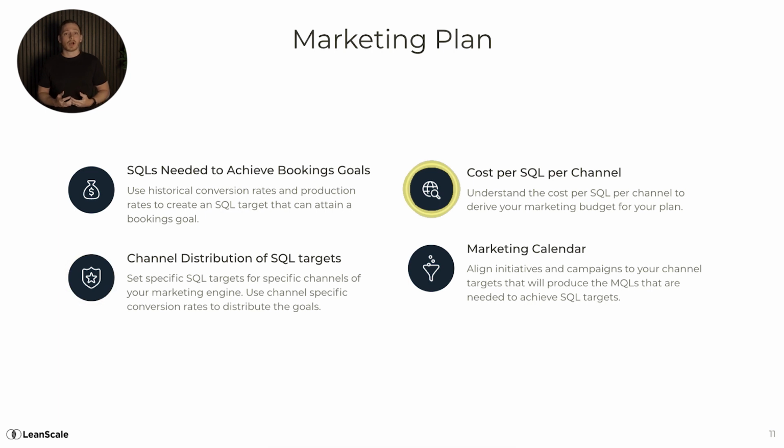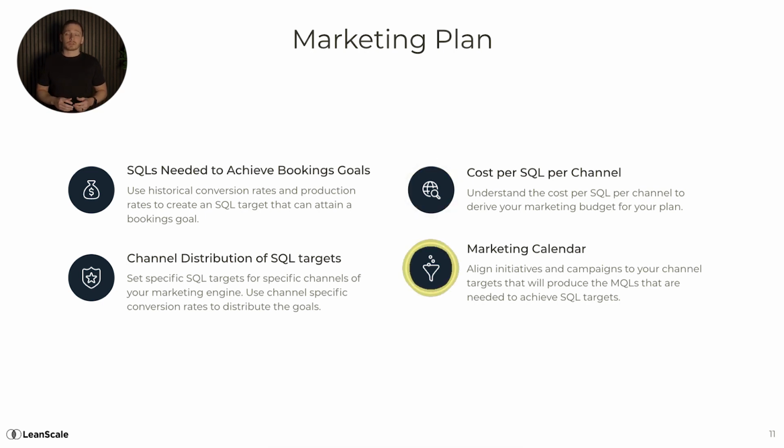Next is going to be your cost per sales qualified lead. The best way to look at this is to take historical data, look at your marketing budget, and then divide it over how many sales qualified leads had been produced per channel. This will give you the efficiency metric that you need in order to project the marketing budget you need in the future to hit your new sales qualified leads target.